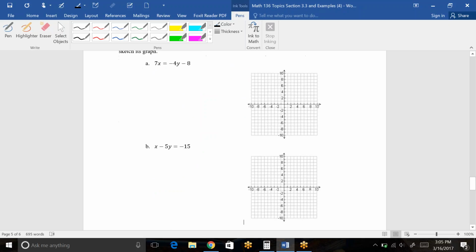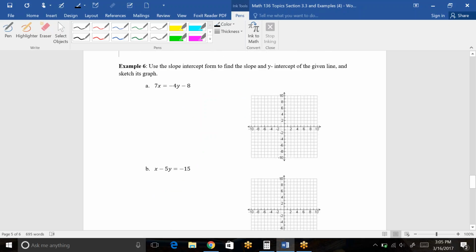Let's look at example 6. I believe we did one of these in class, but just to make sure I cover all my bases, we'll just do them again. It says use slope-intercept form, so again solve it for y equals mx plus b to find the slope and y-intercept and then sketch the graph. So first thing I'm going to do is swap these two because we want y to be by itself. So I'm going to add 4y over and then subtract over 7x. So notice when they switch sides, they switch signs. And then this would be dividing by 4. So that would be y equals -7/4 x minus 2. This would be my y-intercept, and this would be my slope.